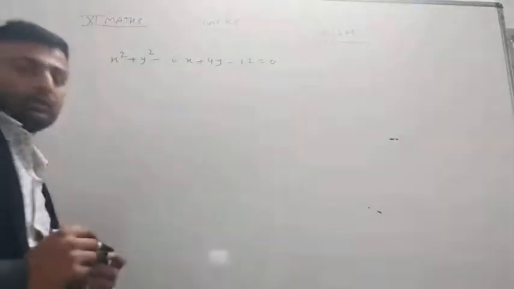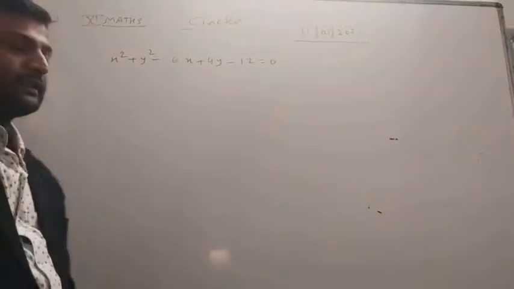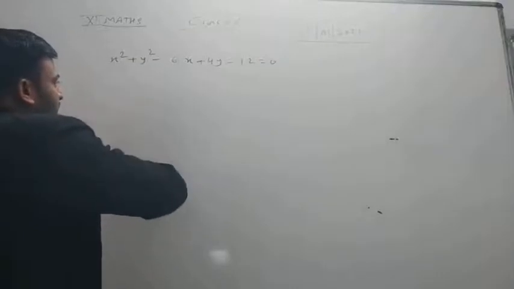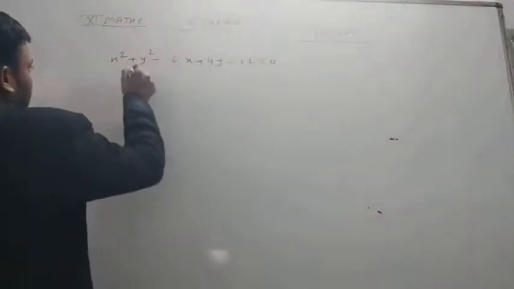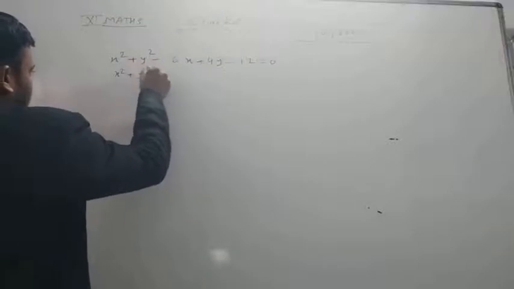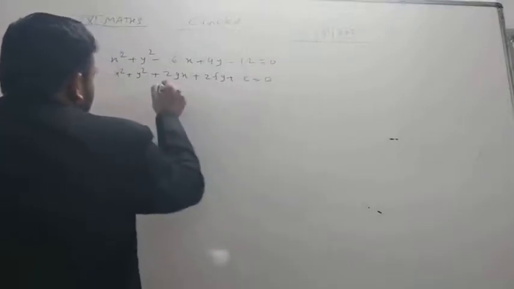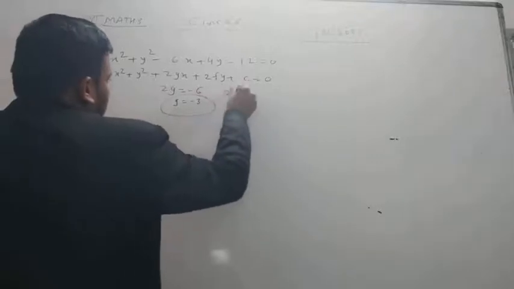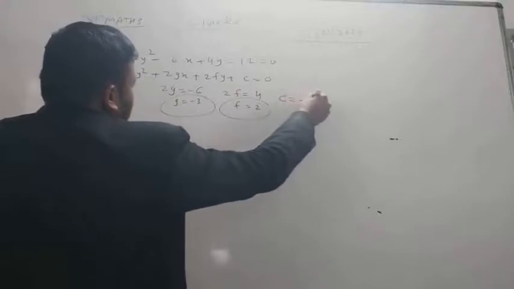Okay student, so this is our general form of the circle, and we have to find the radius and center of this circle. Look student, in this question we see that the coefficient of both x square and y square is unity. So we compare with x square plus y square plus 2gx plus 2fy plus c is equal to 0. So 2g is equal to minus 6, so g is equal to minus 3. 2f is equal to 4, so f is equal to 2, and c is equal to minus 12.